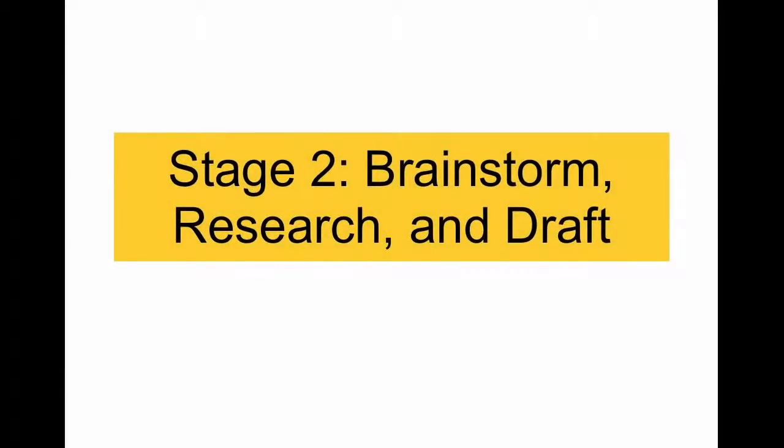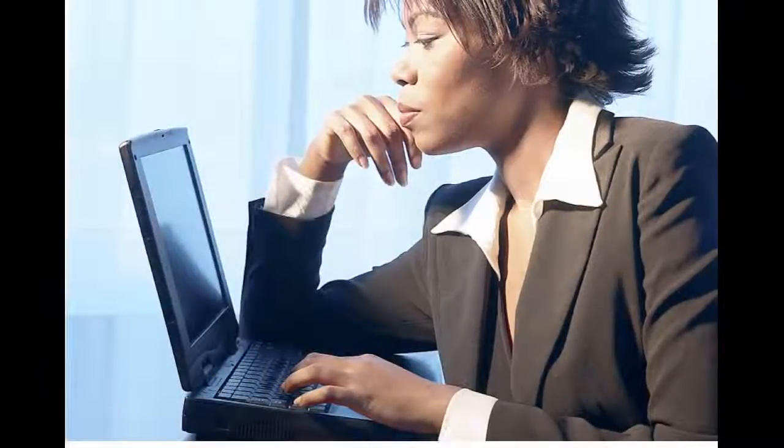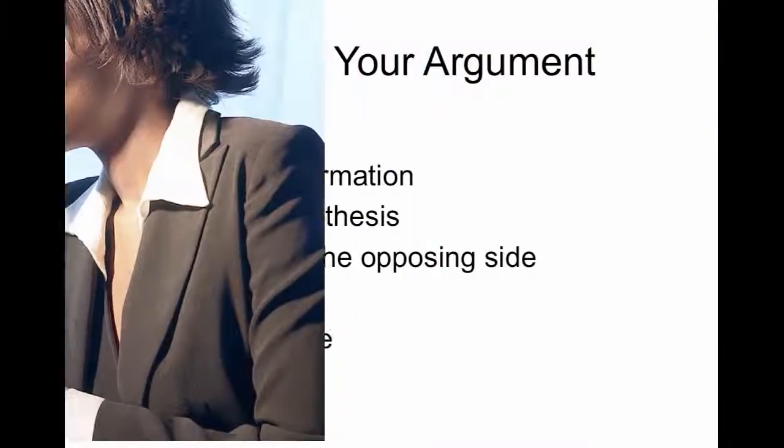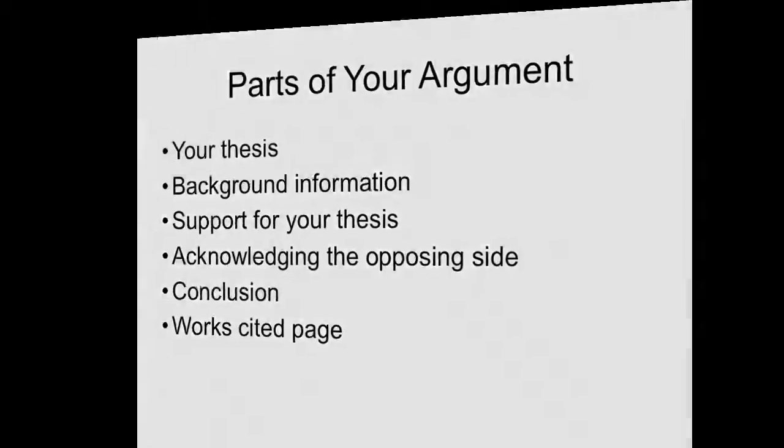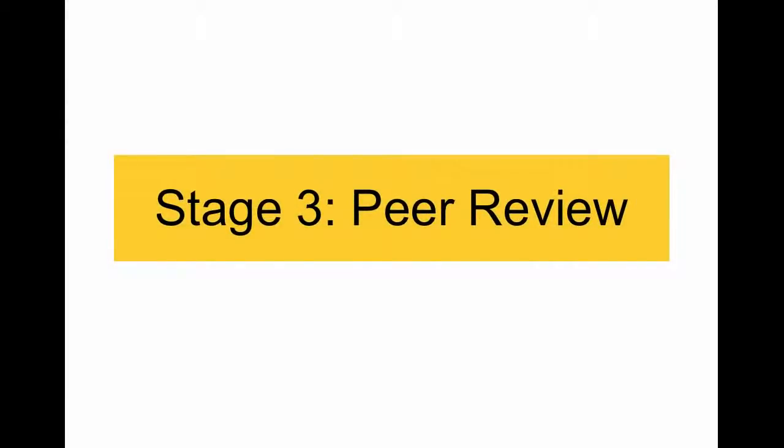In the second stage, you will brainstorm, free write about your issue, do research, and draft your argument. At this stage, you will need to develop the various parts of your argument. The parts of your argument will include your thesis, background information, support for your thesis, acknowledging the opposing side, a conclusion, and a works cited page. Stage 3 is for peer review.